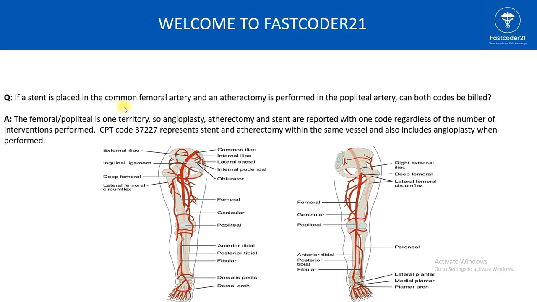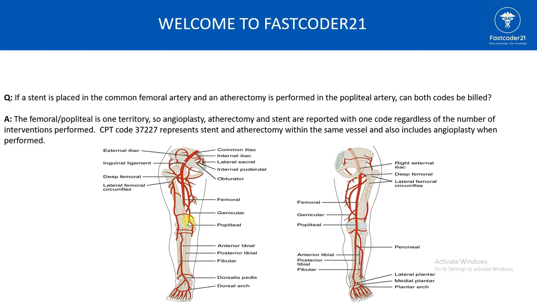If a stent is placed in the common femoral artery and an atherectomy is performed in the popliteal artery, can both codes be billed? The femoral popliteal is one territory. So this is the femoral popliteal. Here both these arteries come under the same territory. Angioplasty, atherectomy and stent are reported with one code regardless of the number of interventions performed.